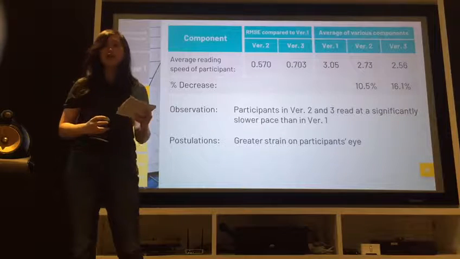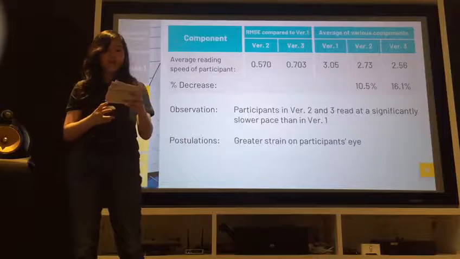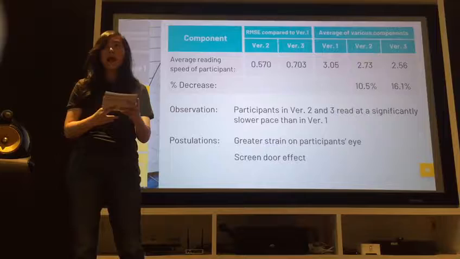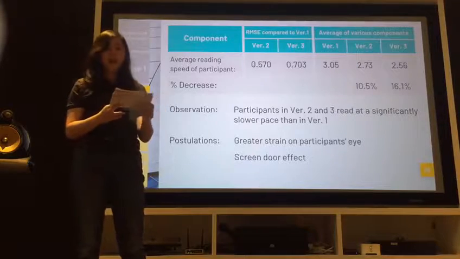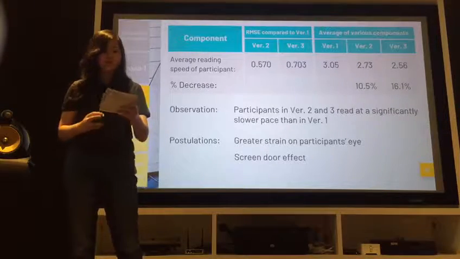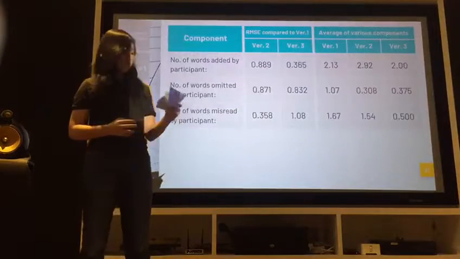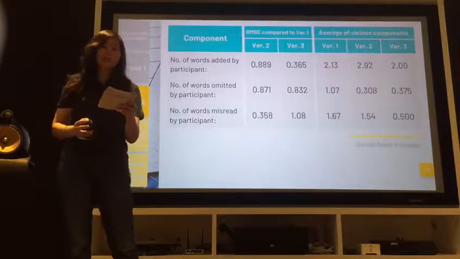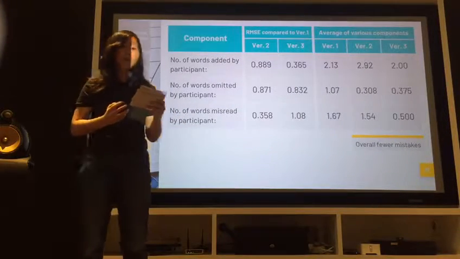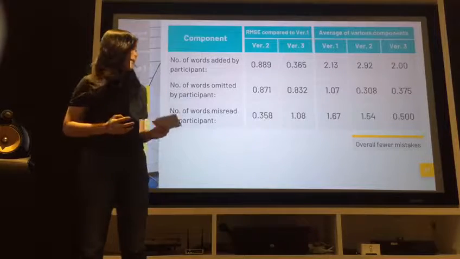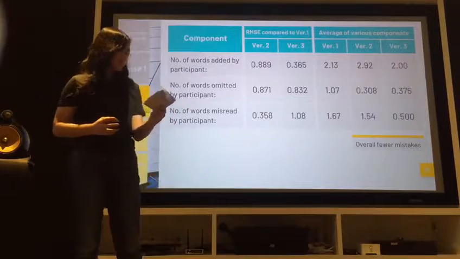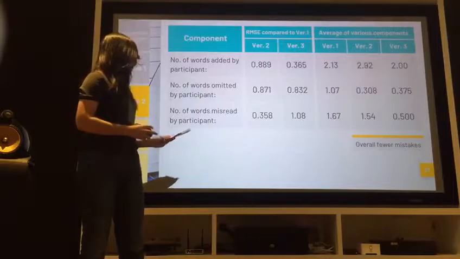Strain on the eye in version 2 and 3, and possibly version 3 having the screen door effect, in which fine black lines appear across the screen, making it harder for the participants to read. This postulation is supported by the fact that there are generally fewer additions, omissions, and words misread by participants in the tablet and VR version. The participants, being more careful, make fewer mistakes.